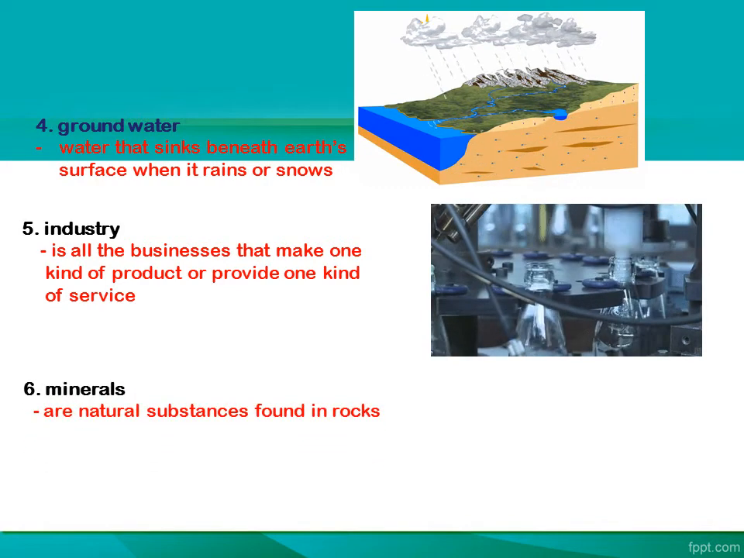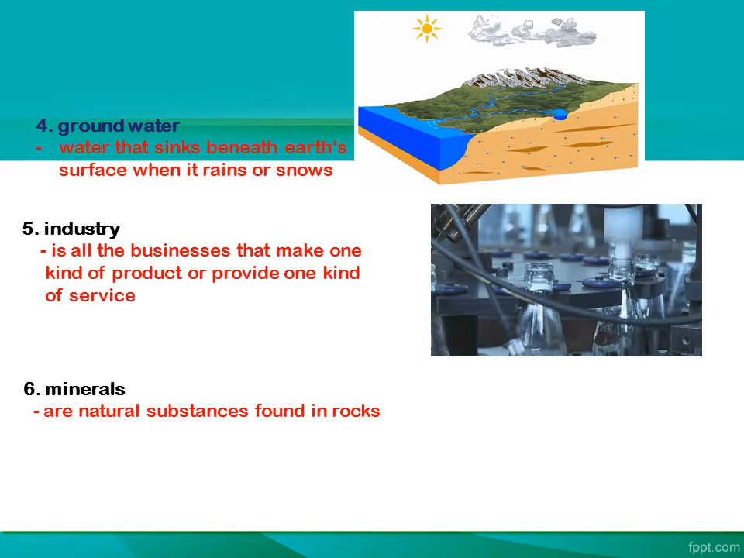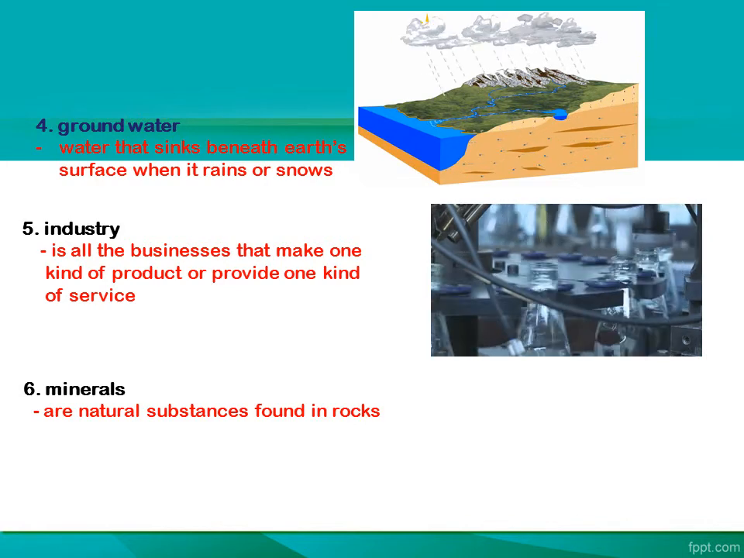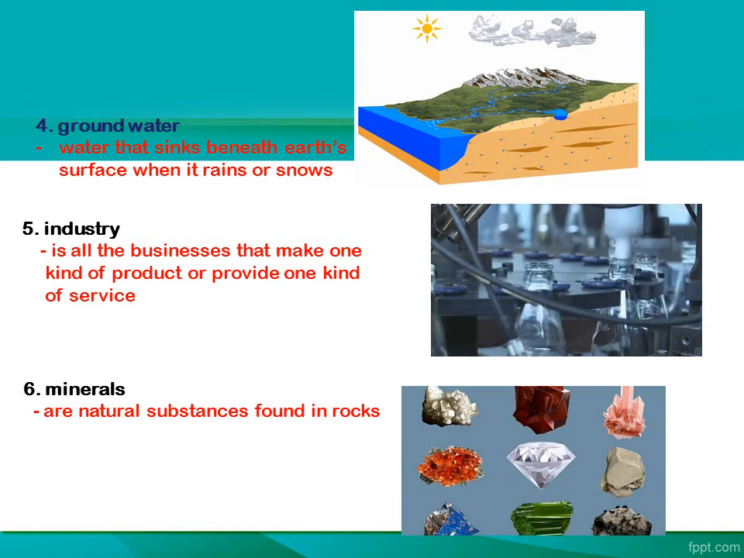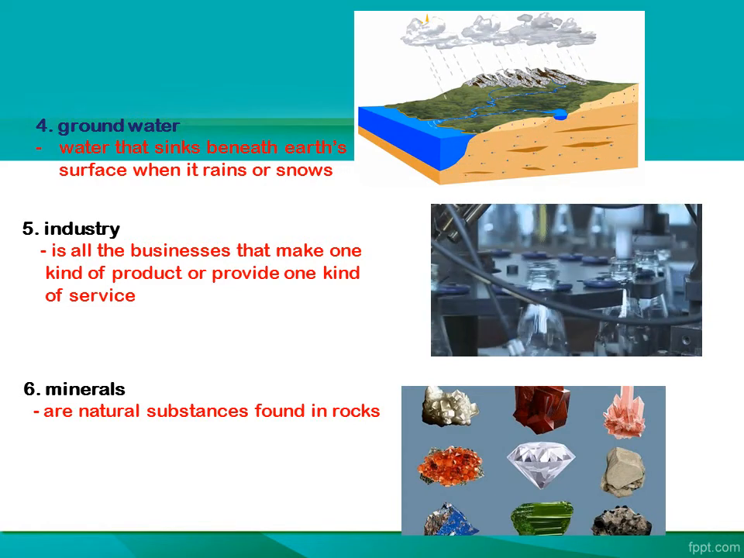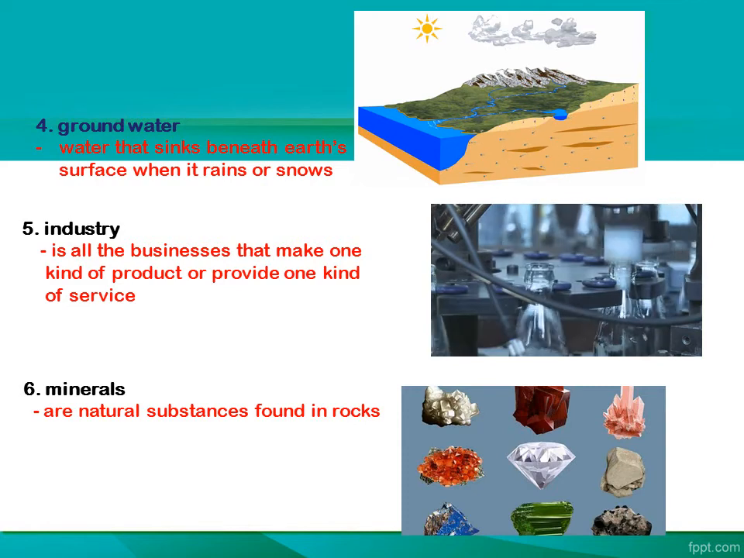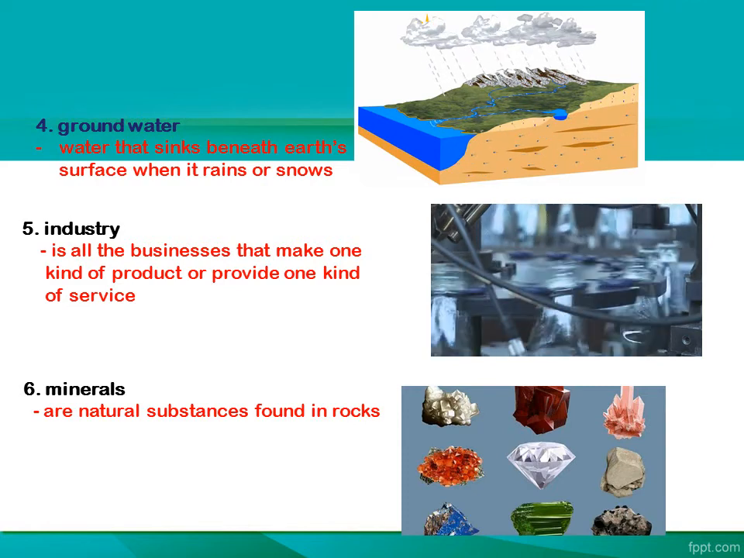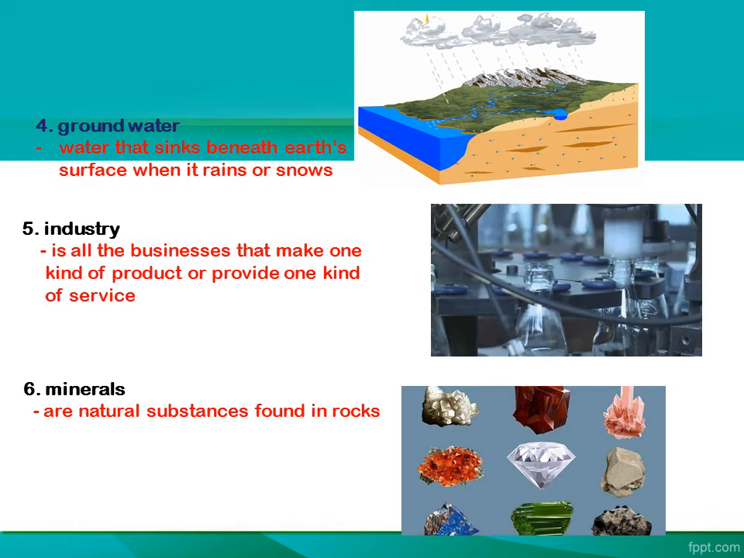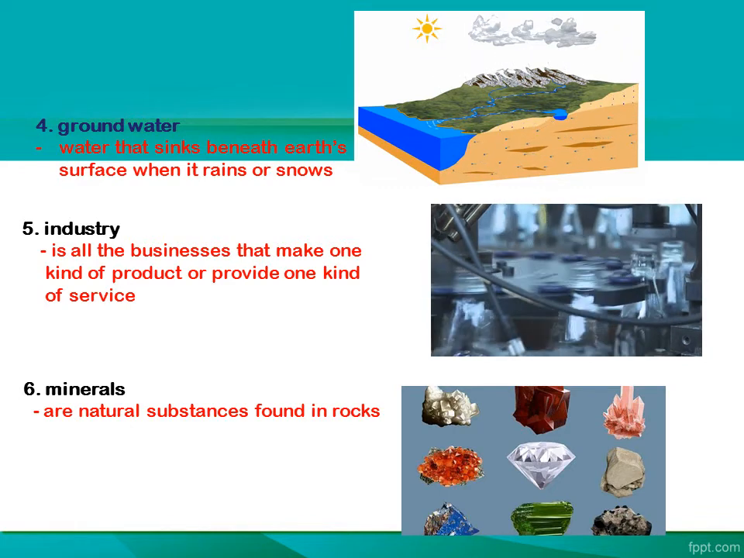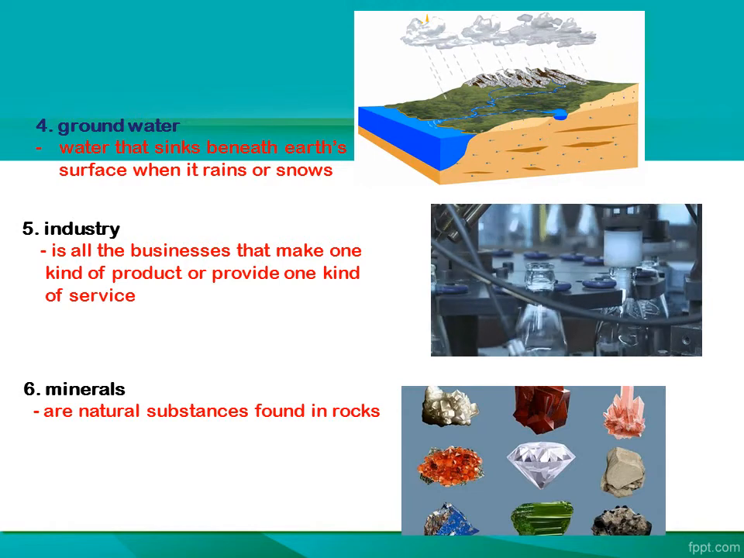Okay, and number 6, we have minerals, which are natural substances found in rocks. Okay, we have several examples here. So they make up Earth's rocks, sands, and soils. Please remember that they do not come from animals and plants. Right, so we're going to find out more about all these words as we continue with this lesson.